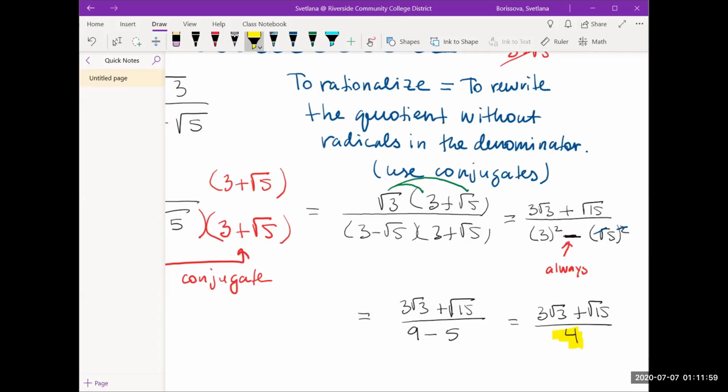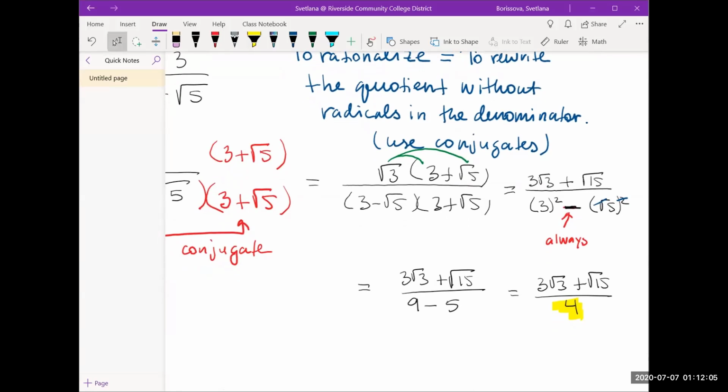So that's the goal. Now at this point, in some cases, it's possible to simplify the overall expression a little bit further. So what do you want to look for when you're checking if you can simplify? A couple of things. In the numerator, most likely, you will end up with some radicals. Check if those radicals can be simplified.